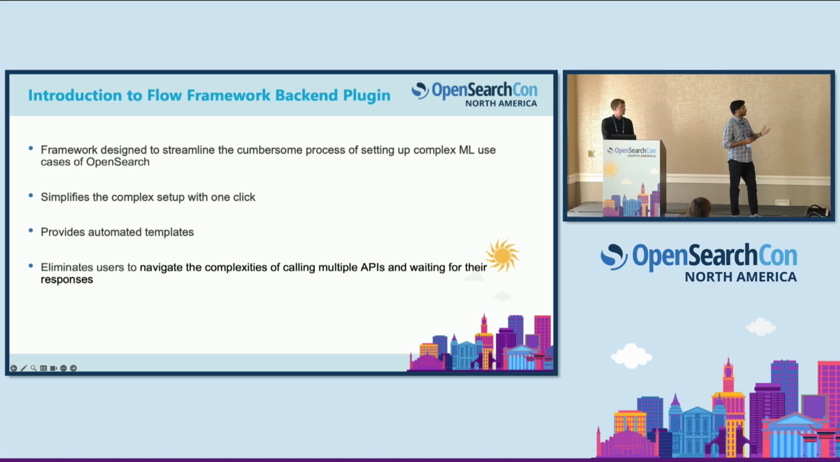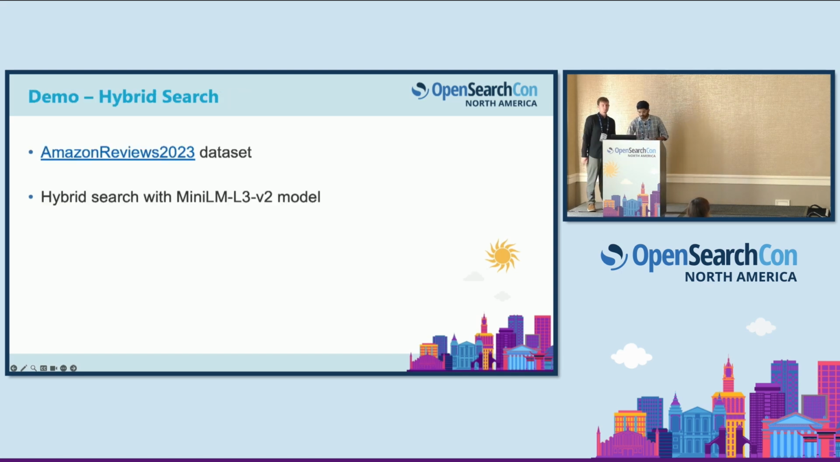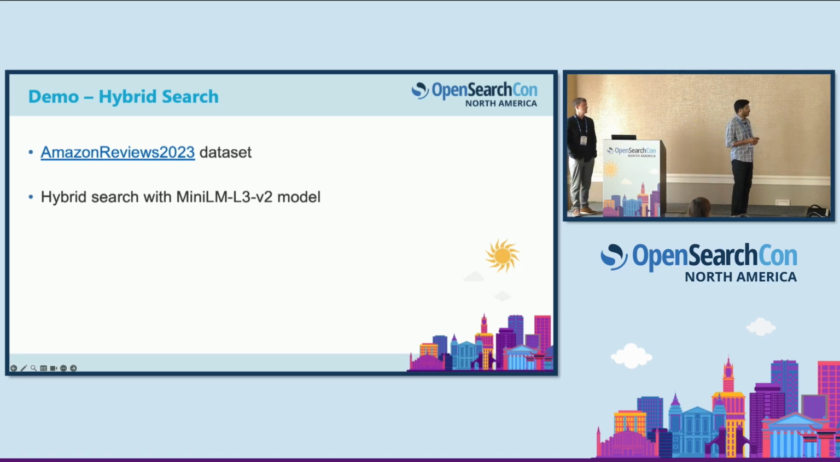Now this looks fascinating, but how can we show that in a demo? So let me quickly go through a demo with the same hybrid search use case. For the demo, I'll be using one of the Amazon reviews datasets, which has a couple of different sub-datasets. Out of that, I'll use the gift card dataset, and I'll use hybrid search with a local model.